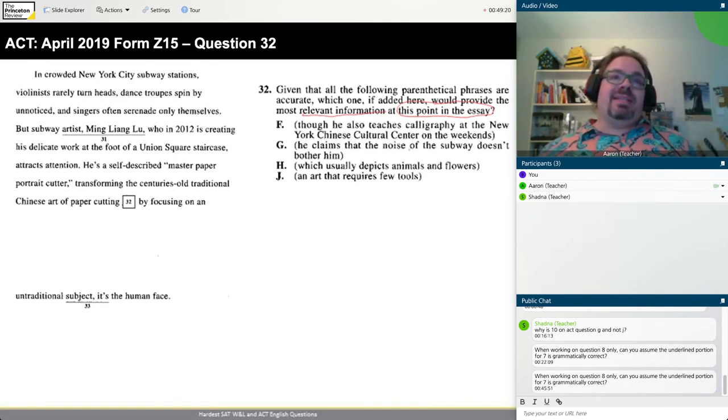So what this means is that I need to make sure I check out the entire paragraph. I'll let you all know that this is the beginning of the passage. And so we need to keep in mind what's going on. We need to be consistent with what's going on in the rest of this passage.